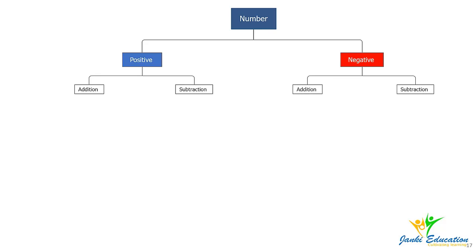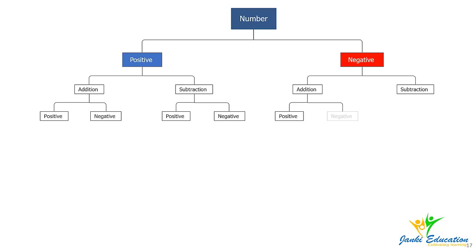Now with which other number or integer are we going to do this addition and subtraction? That other number may be either positive or negative, for subtraction also. In the same way, if we want to do addition of a negative integer, we will be doing that addition with either a positive or negative integer, and that remains the same for subtraction also.